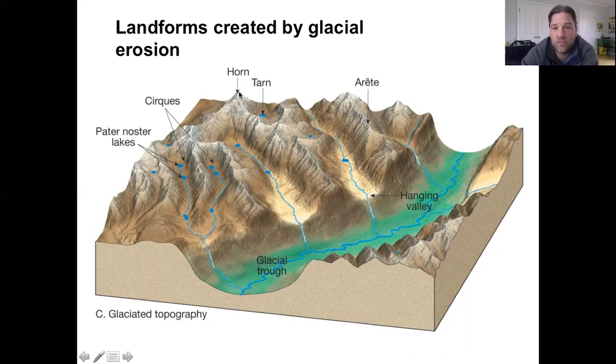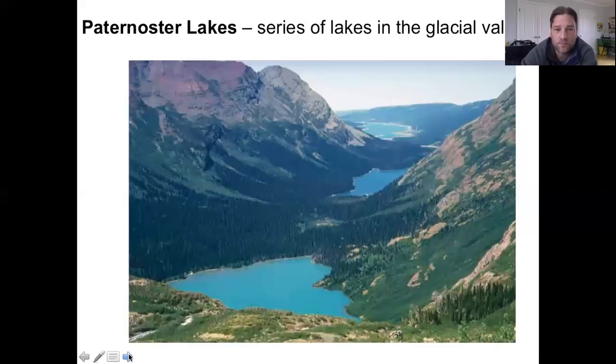Now, there are some water features after the glaciers have all gone away. The first one here is a tarn. It's a lake that's found in a cirque. You've got a variety of lakes, all in connection points in that glacial valley. Those are called paternoster lakes. And then a super cool feature here is waterfalls at the intersection of a hanging valley and the large glacial trough. Let's take a look at some actual examples and some pictures.